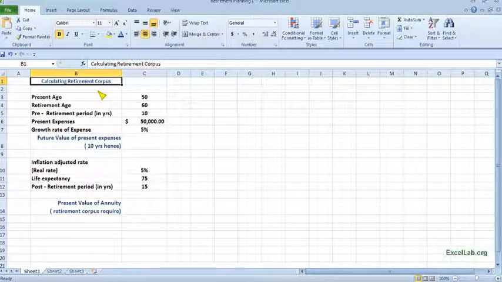Hi, welcome to excelLab.org. We'll see how to calculate retirement corpus, and here we are going to use the time value of money concept. So first let us see the problem.